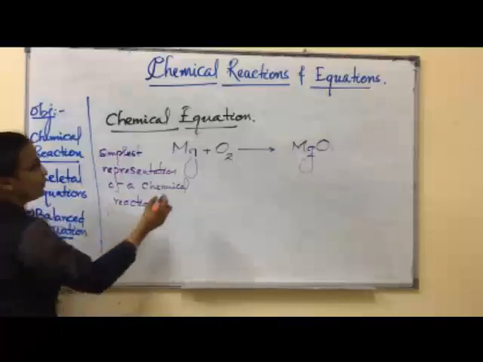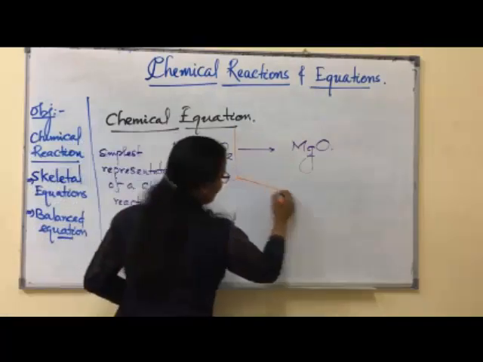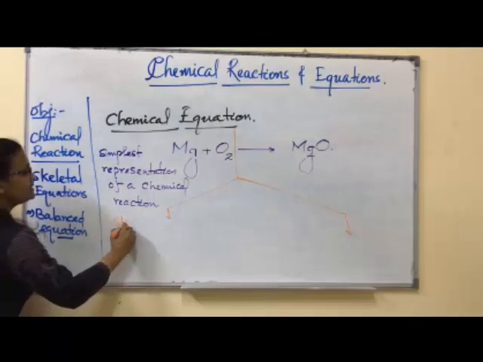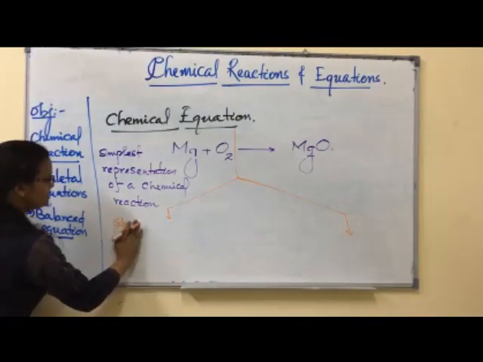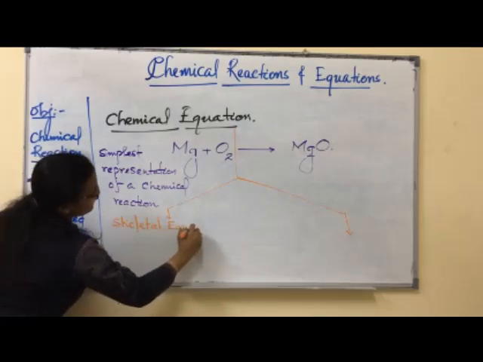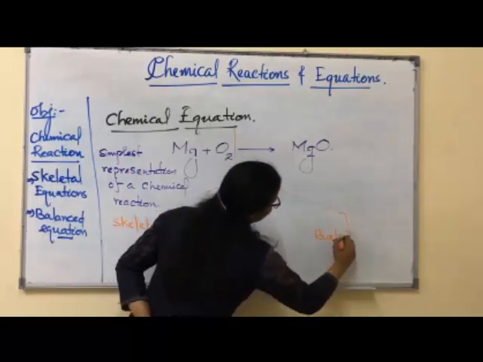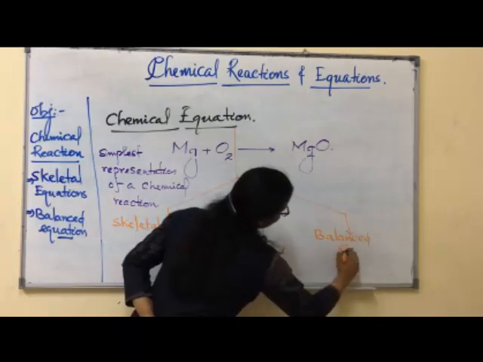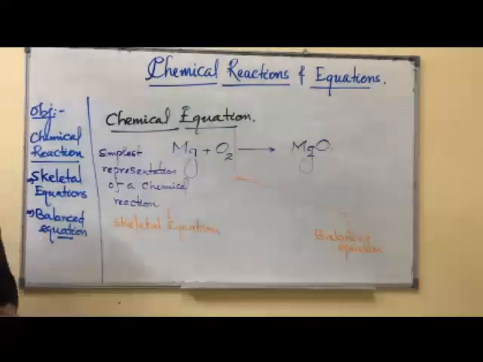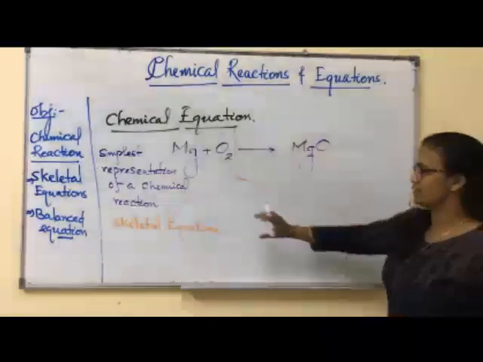And these chemical equations are of two types. We can classify or divide the chemical equation into two. They are skeletal equation and balanced equation. What do you mean by skeletal equation and balanced equation?